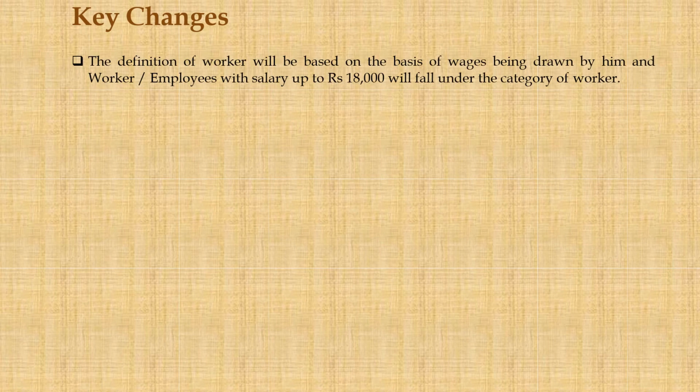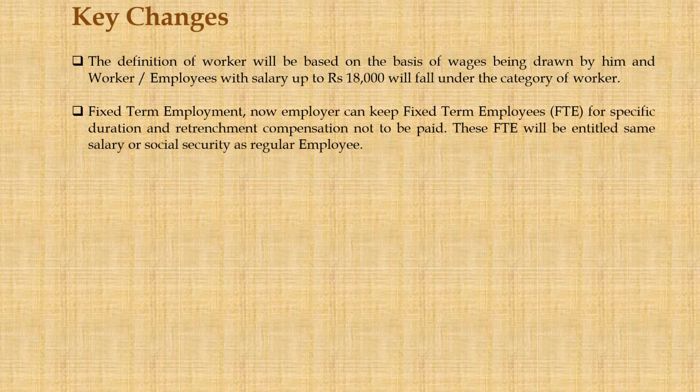First of all, the definition of worker will be based on the wages drawn by him, and workers or employees with salary up to 18,000 will fall under the category of worker. Now there is no differentiation between workers and employees.